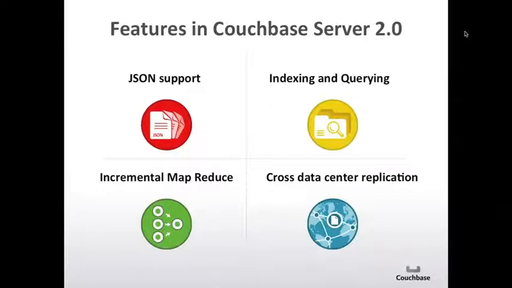So now let's talk about some features in Couchbase Server 2.0. So Couchbase Server 2.0 transformed Couchbase Server into a document database. What that means is we added a bunch of cool new features that I'd like to talk about. The first thing is JSON support. So with JSON support, data is stored in the form of JSON documents. And this means that your database can now have documents with different schema, and they can all coexist in the same database.